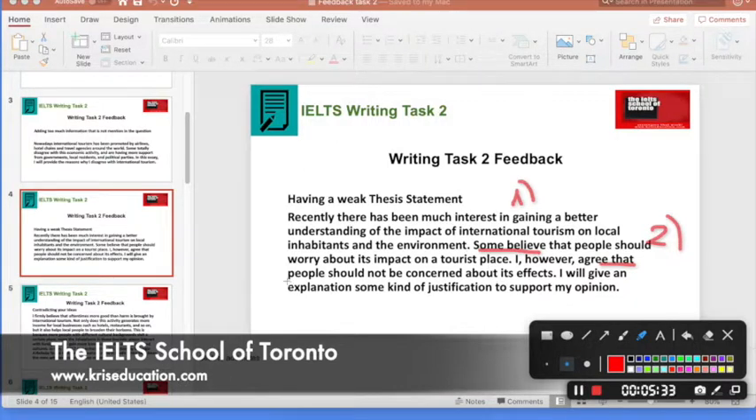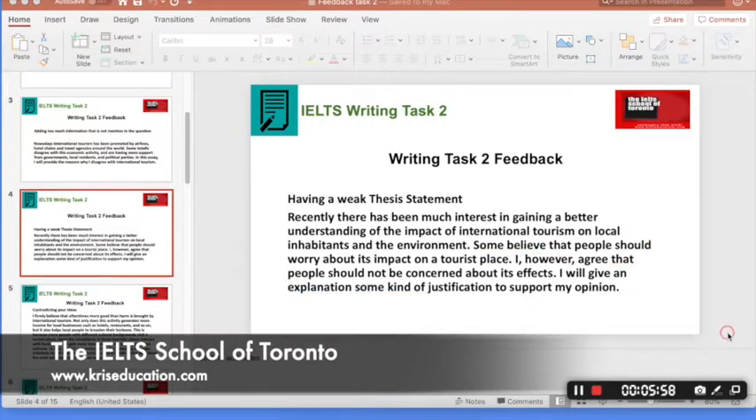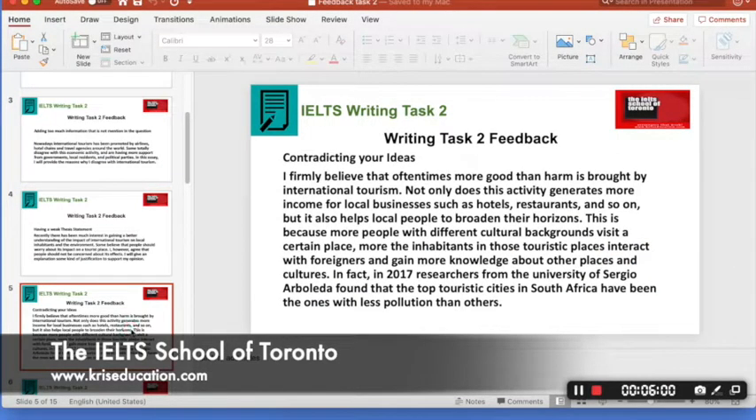And also the topic sentence here, if you see, it's a bit broad, very vague. I'll give an explanation. Explanation of what? Some kind of justification. Explanation is followed by some kind of justification. This is confusing. So this student needs to have a more direct thesis statement. All right. Let us see another type of example.